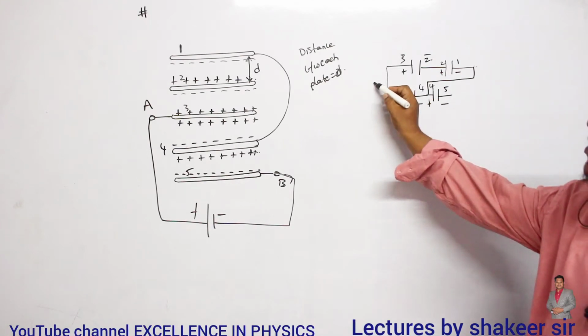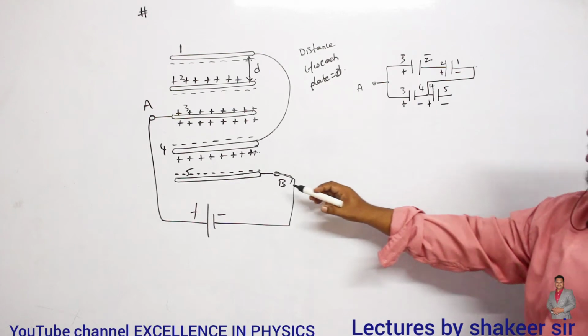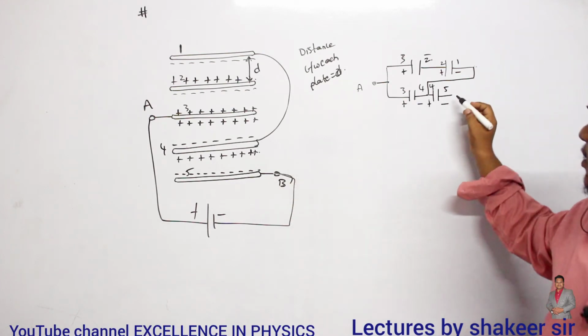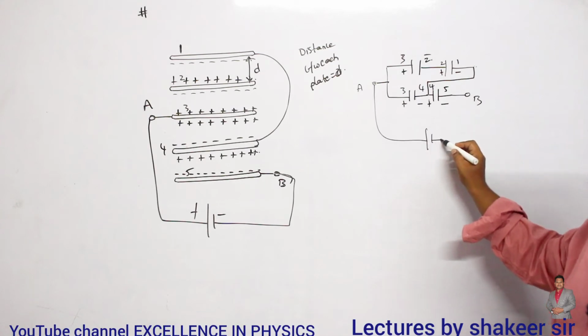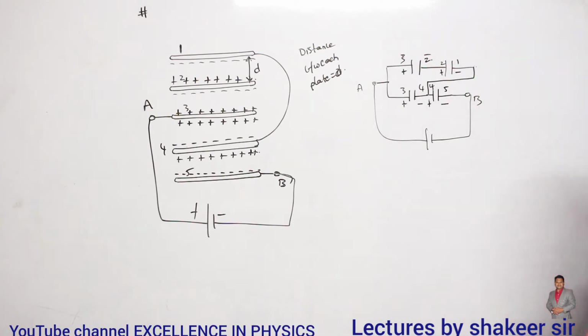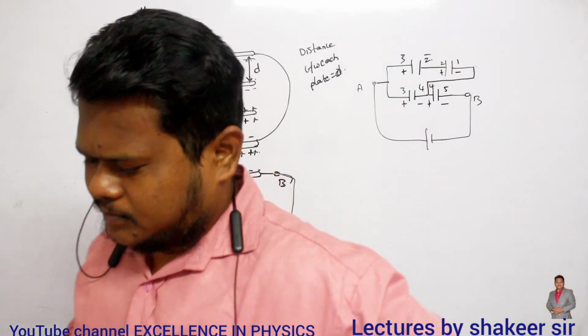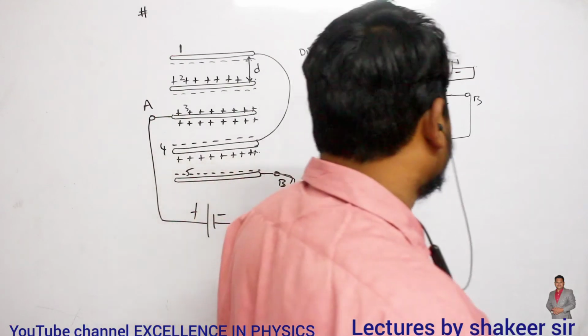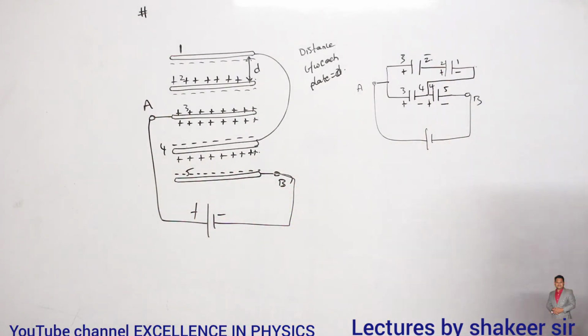Clear? So what is this terminal? This terminal is terminal A. And what is the terminal connected to plate number 5? The terminal connected to plate number 5 is B. So the battery is connected in between A and B. So this is the given arrangement of the circuit. Did all of you get the same circuit? Clear? So totally how many capacitors are there? 1, 2, 3, 4 capacitors are connected.